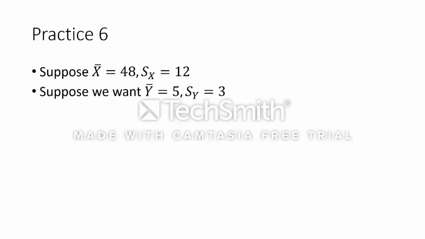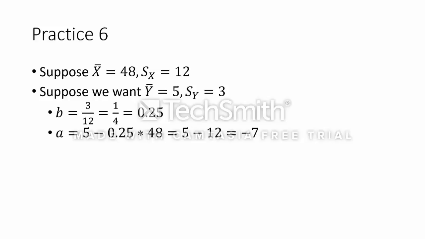Time to practice. Let's say that our original distribution had a mean of 48 and a standard deviation of 12. Now, suppose we want to condense that to a distribution with a mean of 5 and a standard deviation of 3. Therefore, b would equal our new standard deviation of 3 divided by our old standard deviation of 12, which gives us 1/4 or 0.25.